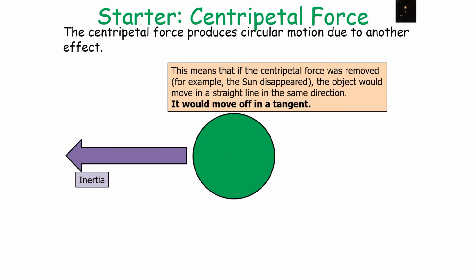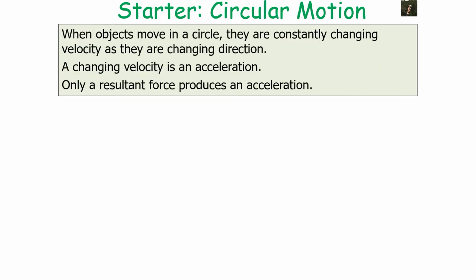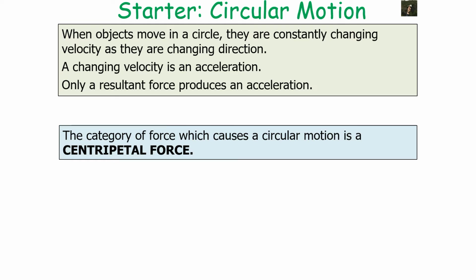This actually means that if the centripetal force was removed, for example the Sun disappeared, the object would move in a straight line and it would move in the same direction. It will move off on a tangent. So when objects move in a circle, they are constantly changing velocity as they are changing direction. A change in velocity is an acceleration, and only a resultant force produces an acceleration. The category of force which causes a circular motion is called a centripetal force.